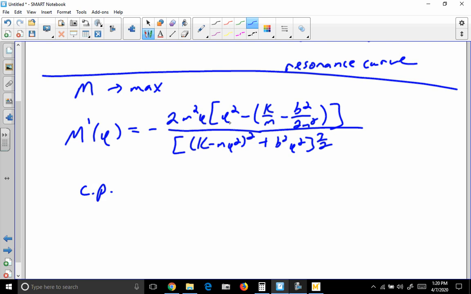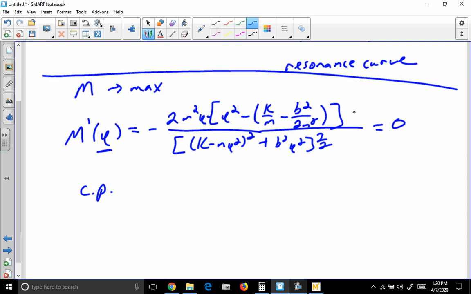The variable in this is gamma. Mass is a constant, the spring constant is constant, and the damping force is constant. The only thing that's changing in this is gamma. So critical points occur where our first derivative is 0. Anytime we have a fraction, in order to make it 0, we ask when is the numerator 0.